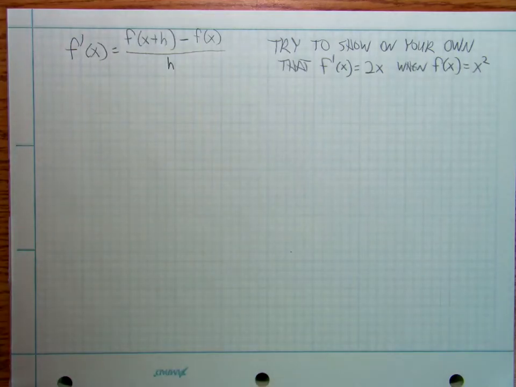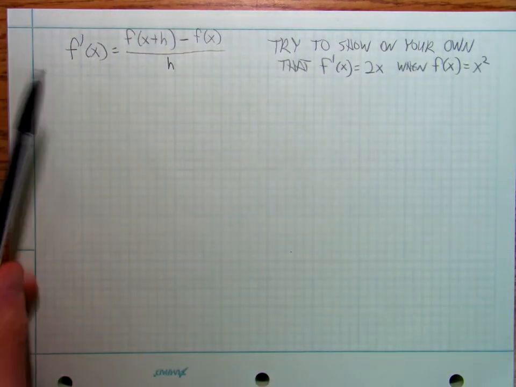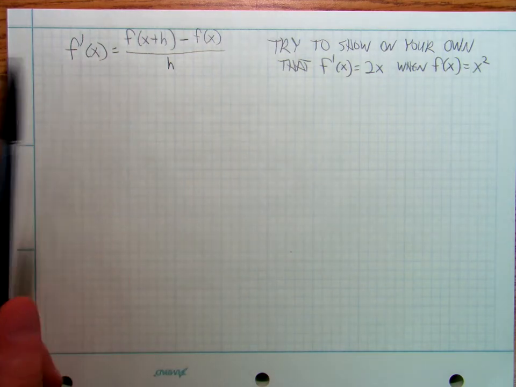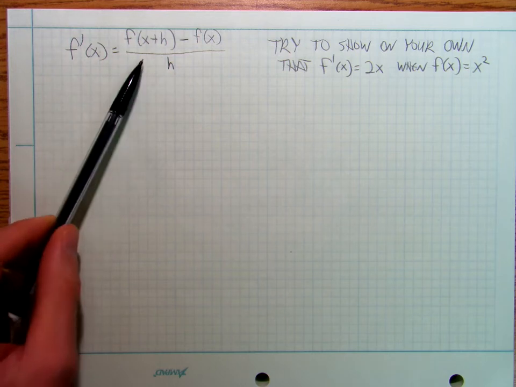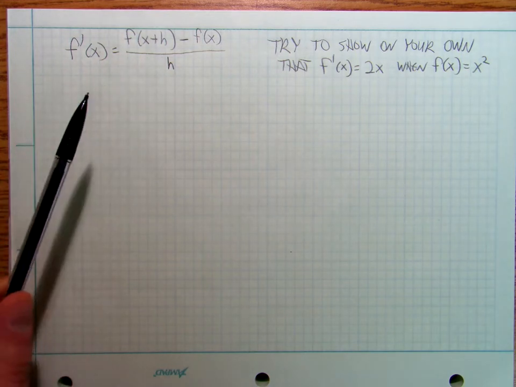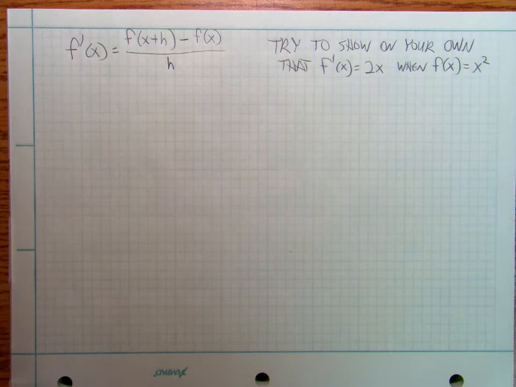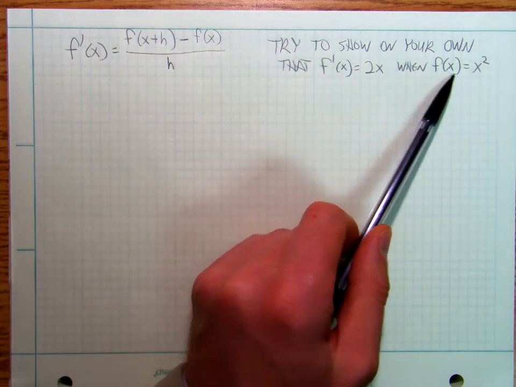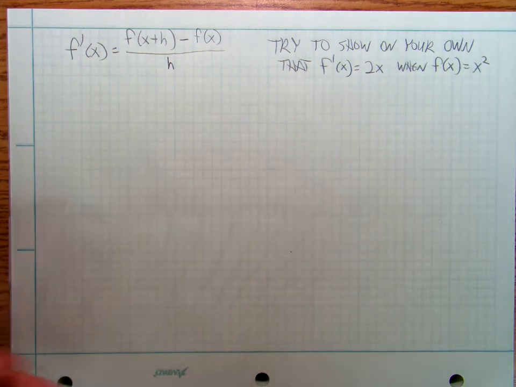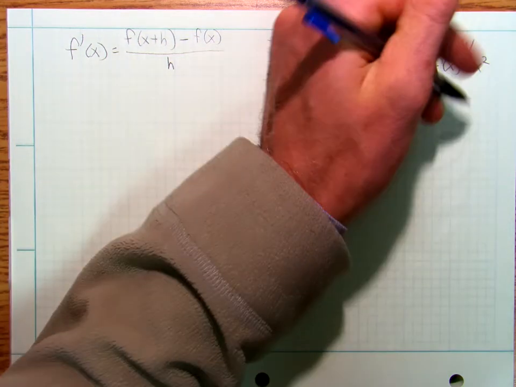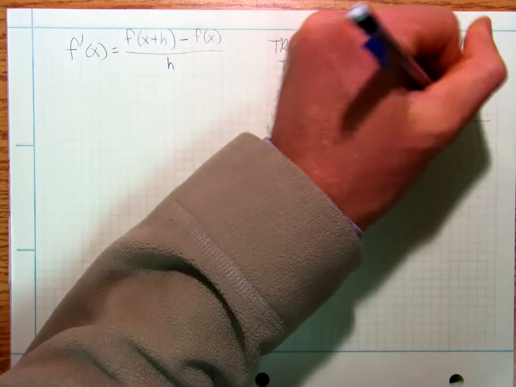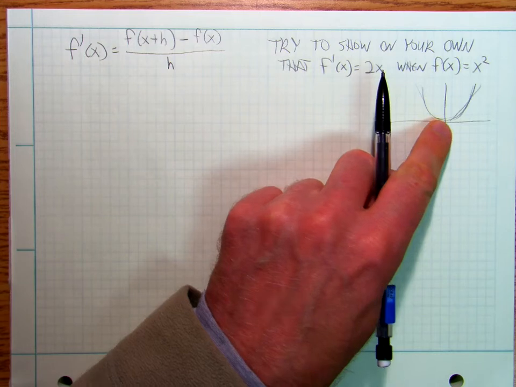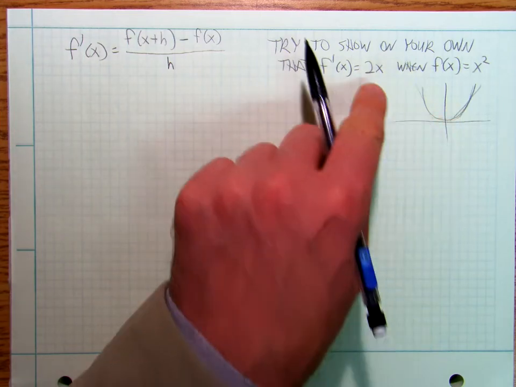Alright, so in this video we're going to be looking at using this function that I developed in the previous video to find the derivatives of some functions. And I told you in one of the videos that I thought that when you have f of x equals x squared, which is the parabola, the slope of that parabola is equal to 2x.